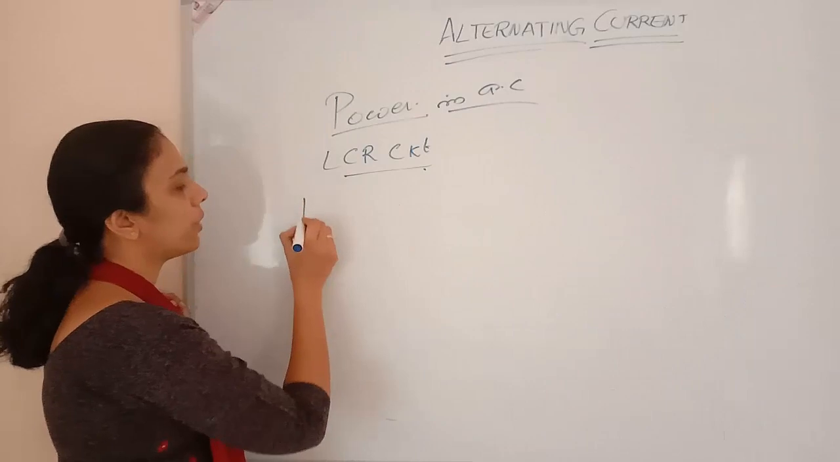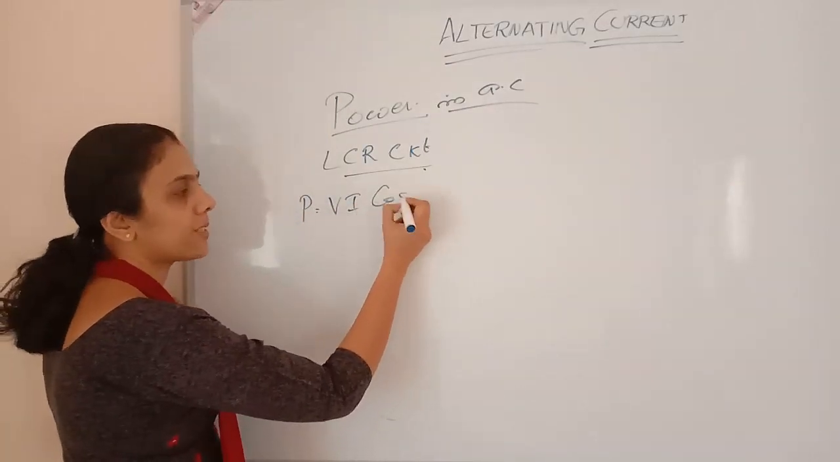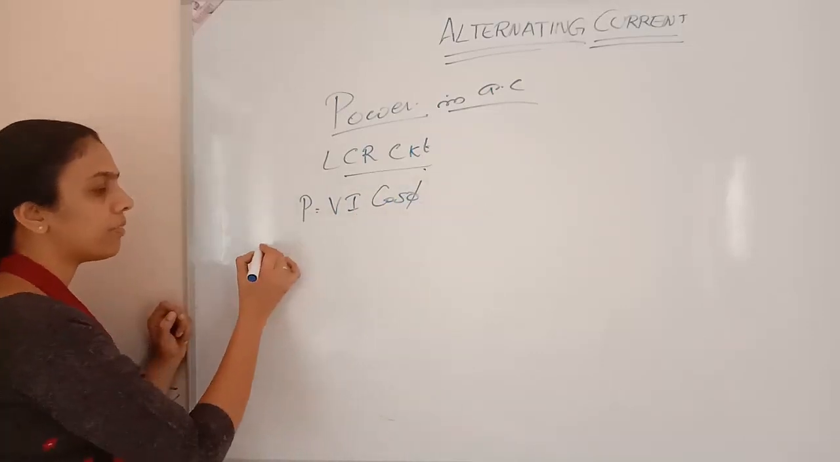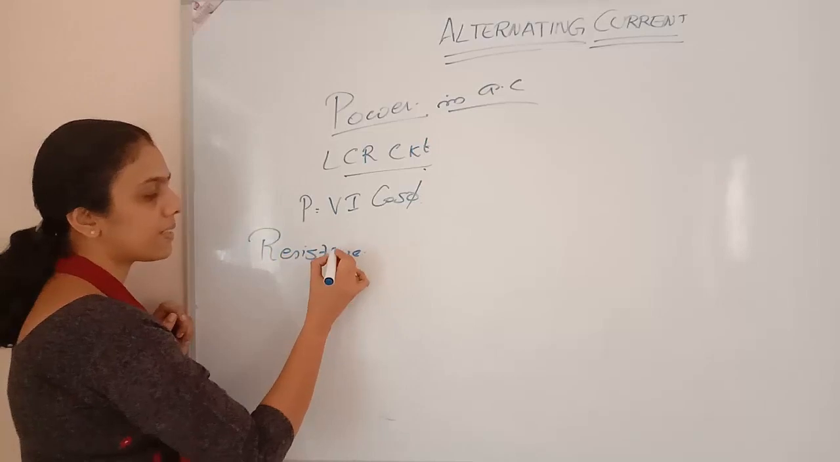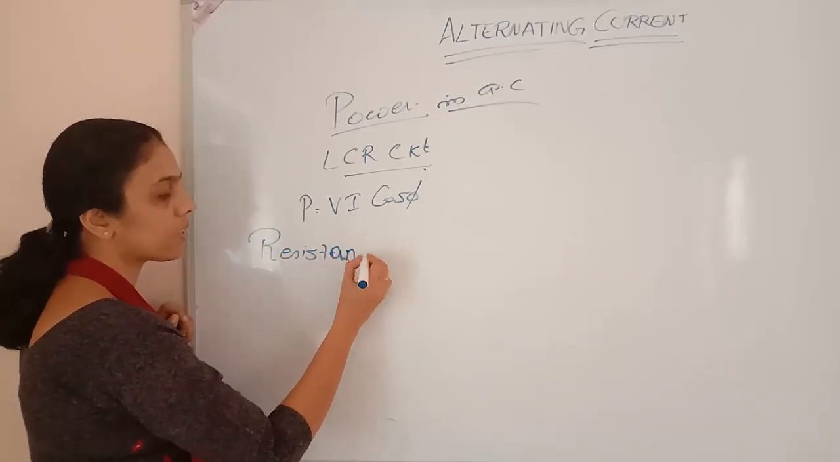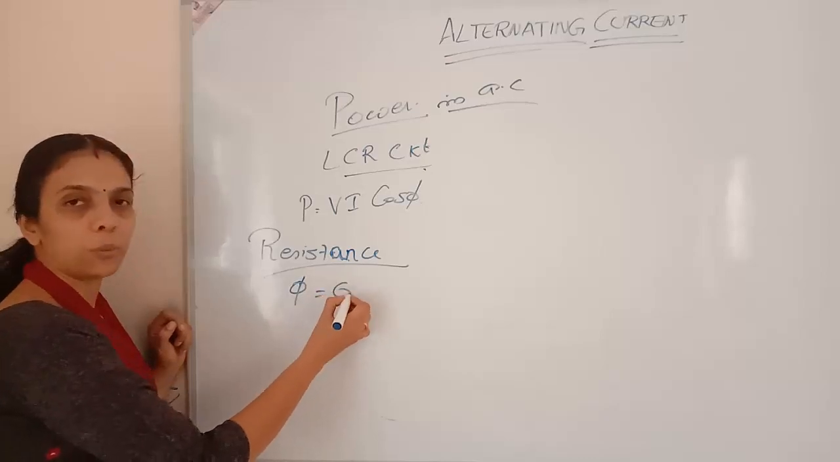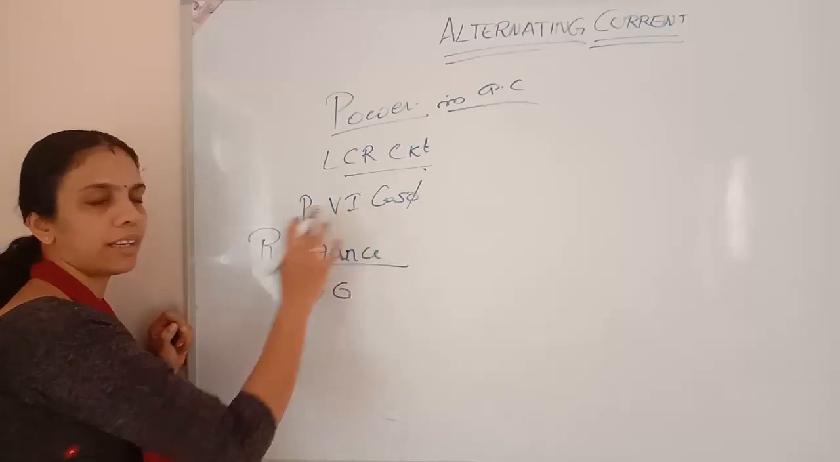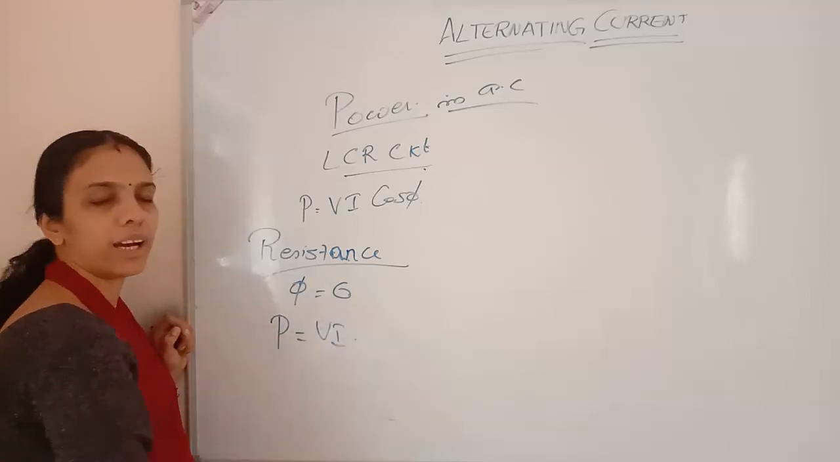So we got the power as P equals V I cos phi. If only resistance is present in the circuit, then phi is equal to 0. Both V and I are in phase. Therefore P will be equal to VI.